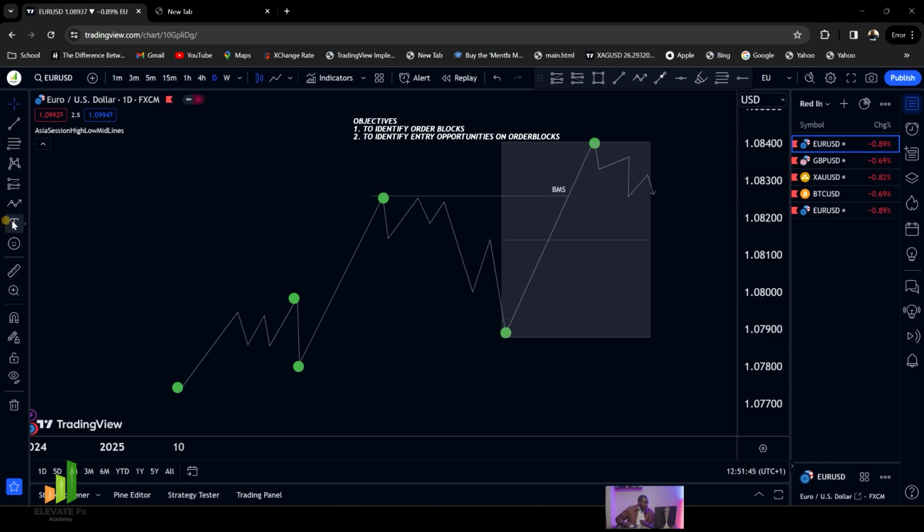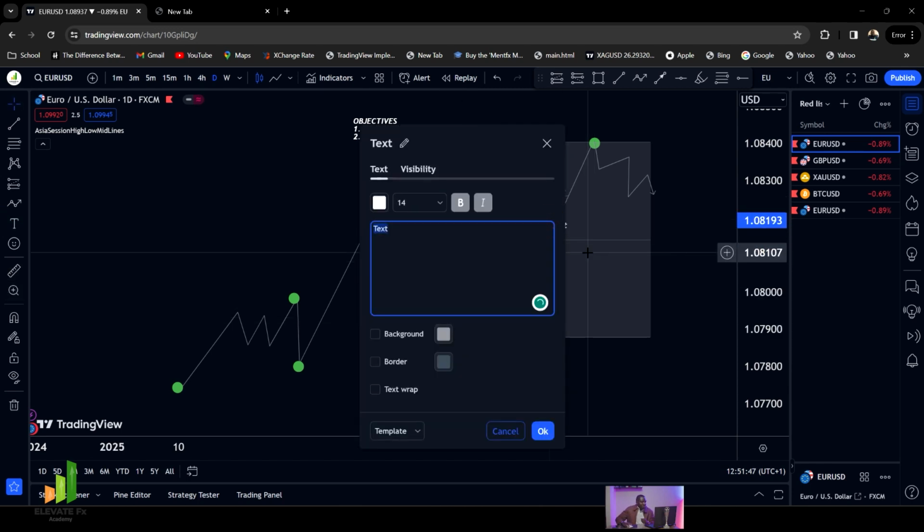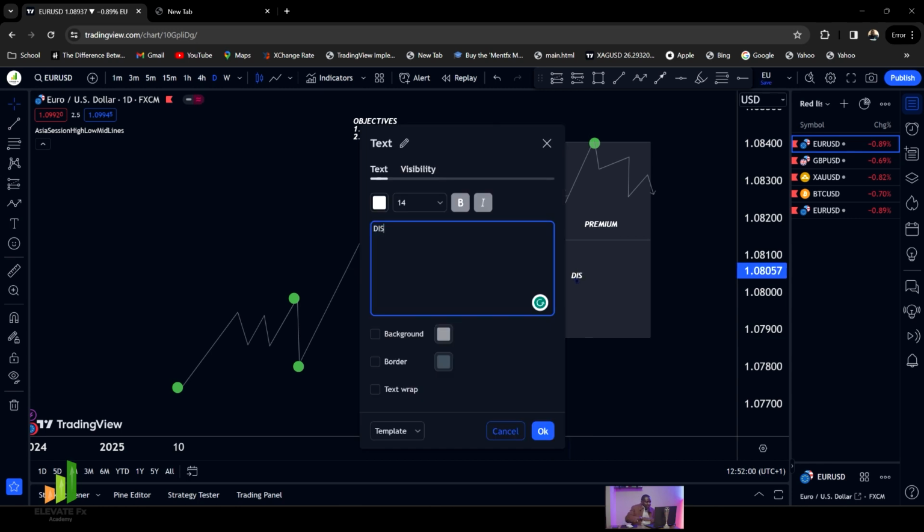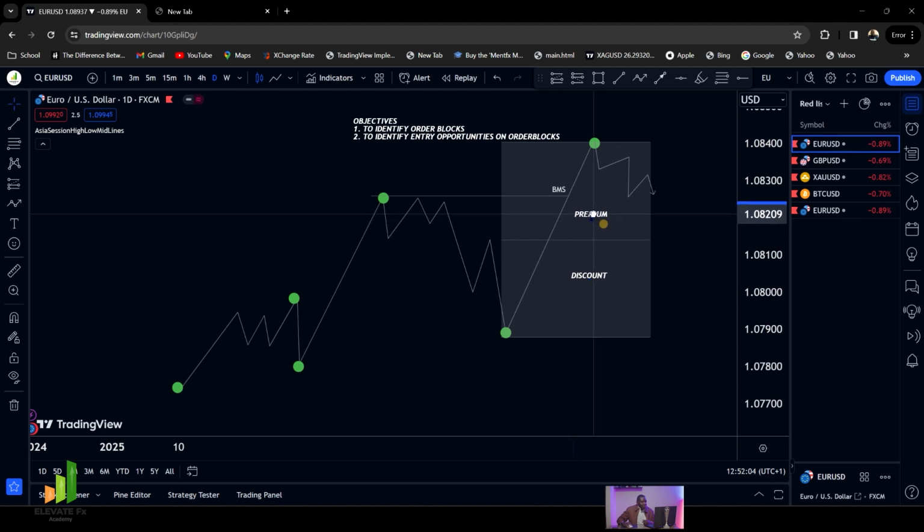So let's say we have those two levels. Let's go ahead and mark them out again. This is premium. This is the premium level. Okay. And then where's the next one we have? Discount level. You got that right. So we have premium and we have discount level. So in an uptrend, where are you looking to get involved? You guessed right again, at the discount level.